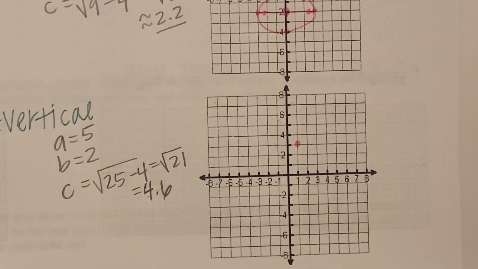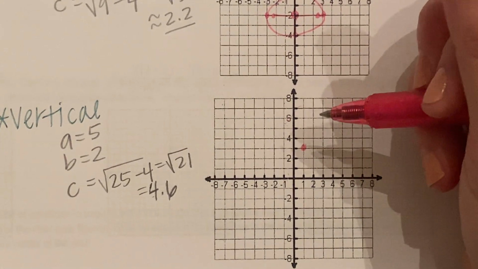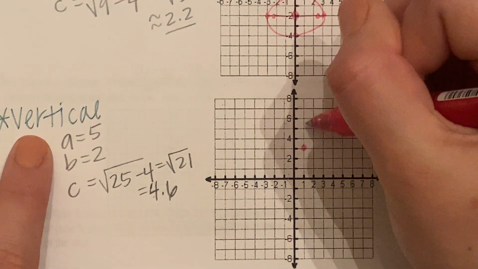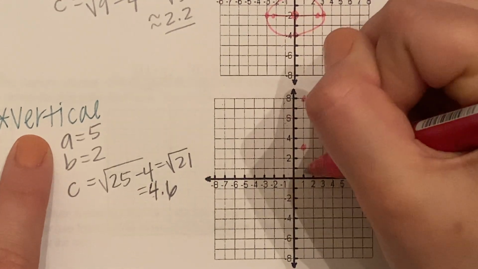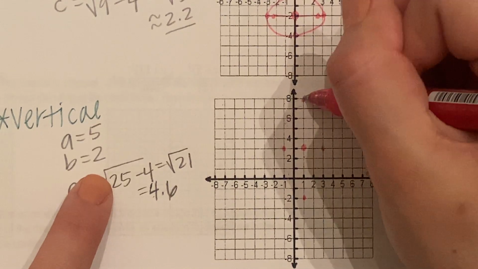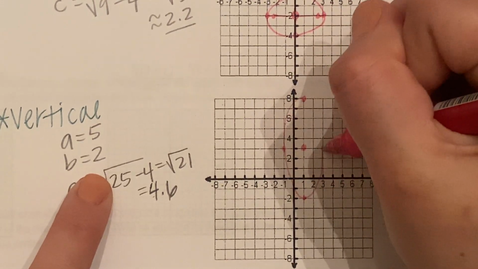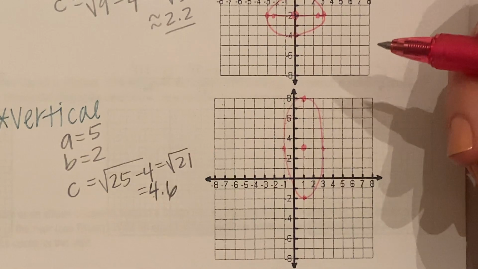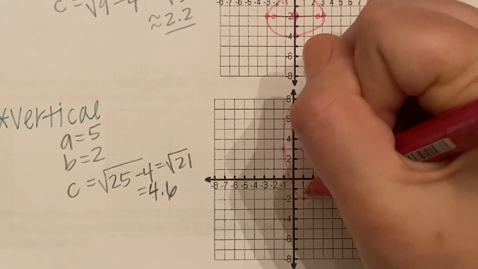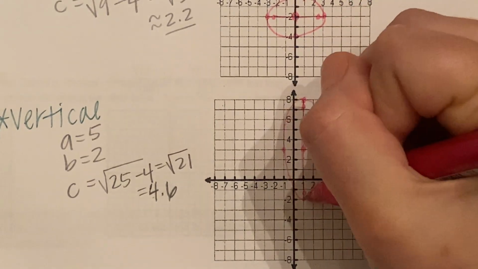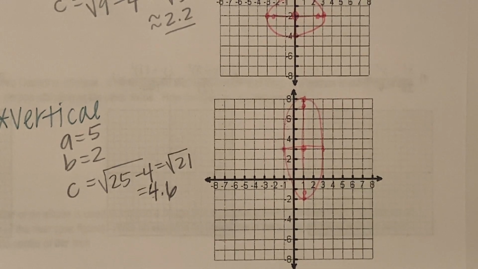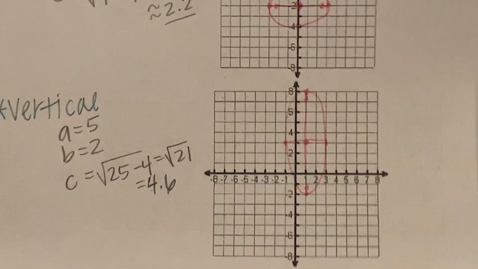1, 3. Let's see. I'm going up and down the big one because it's vertical. So 1, 2, 3, 4, 5. 1, 2, 3, 4, 5. 1, 2, 1, 2. Oh, it's a skinny girl. Okay. Foci is at 7.6 and 1.6. And I'll go ahead and draw my axes. Cutie.